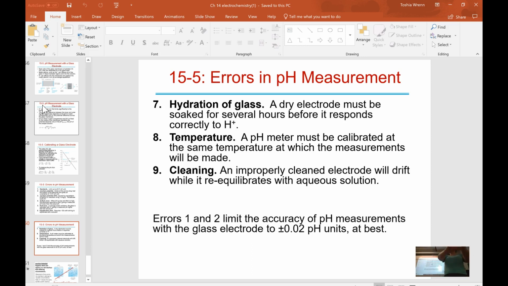That wraps up chapters 14 and 15. Those are the key points that you need out of those chapters. So we have to calibrate our ion selective probes because they're looking at activities of ions in aqueous solutions through essentially a glass ball. And so there are some potential issues associated with that.